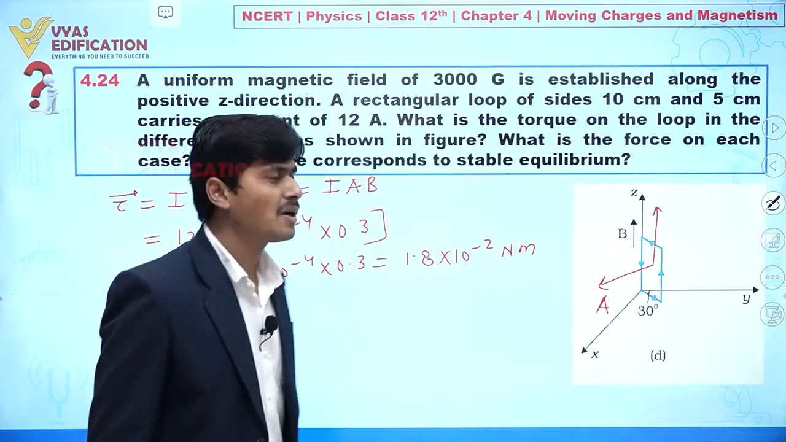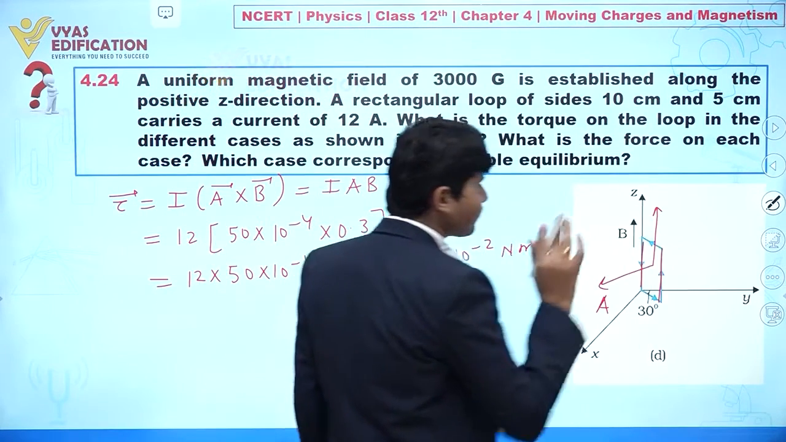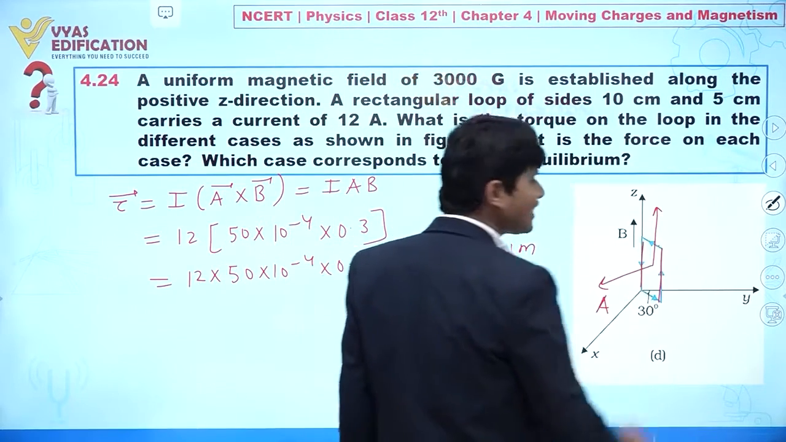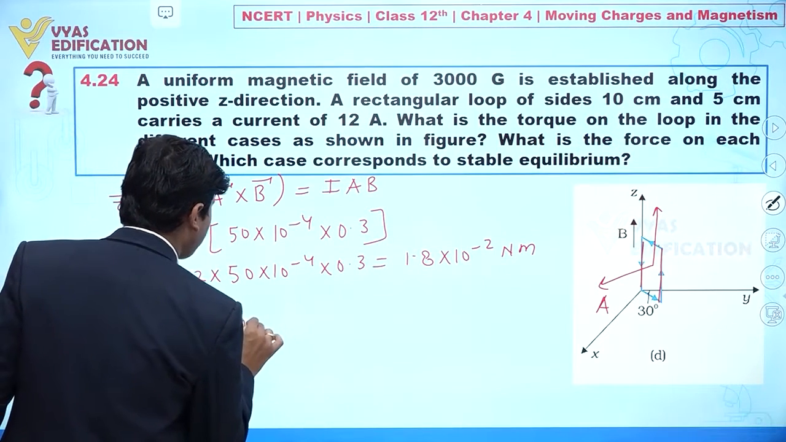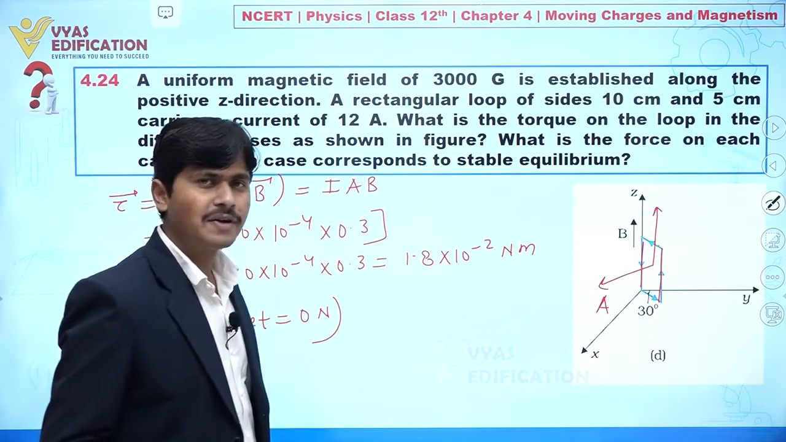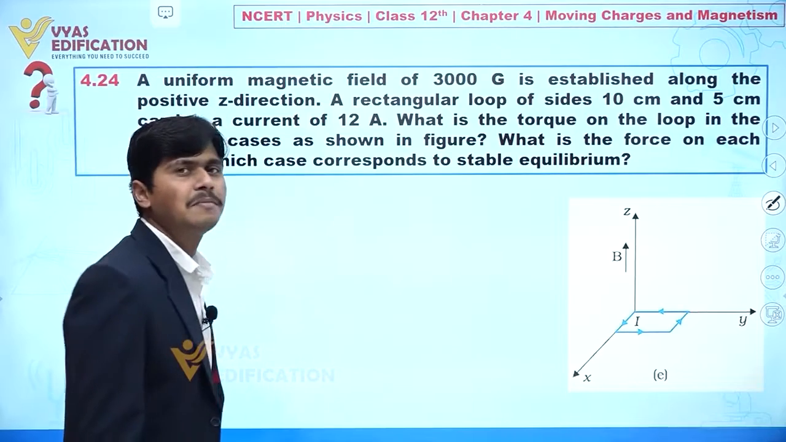Clear? Now what about net force? Due to these two elements the force acting is 0, and the current direction in these two elements is opposite, so the net force acting is 0. So directly you can say the net force is equal to 0 Newton. Clear to everyone? Yes. Now we are going to discuss part number E.